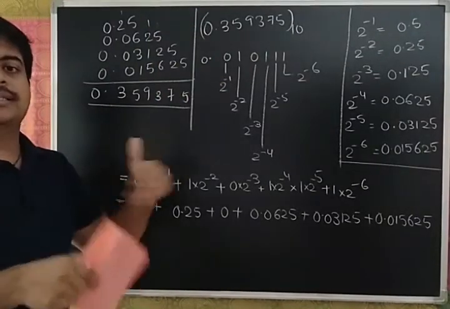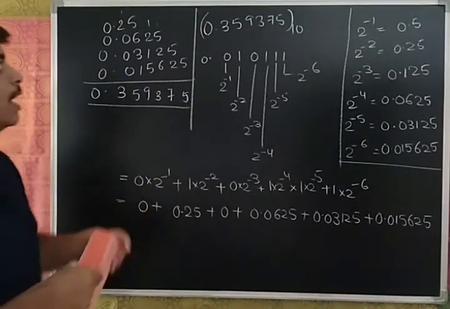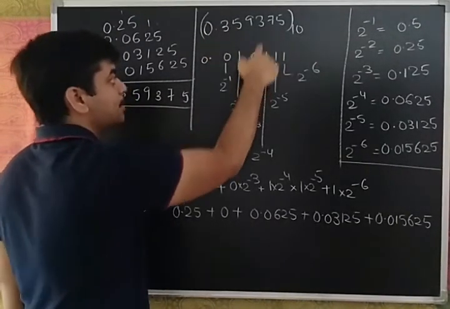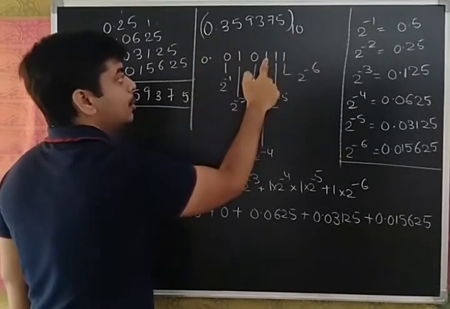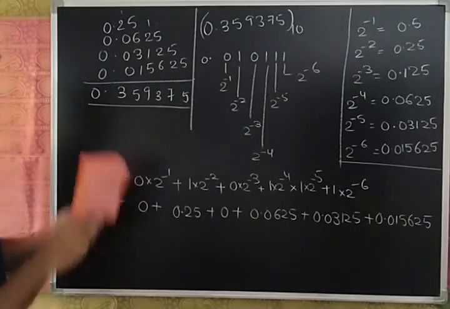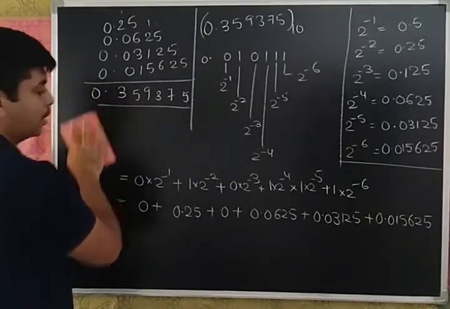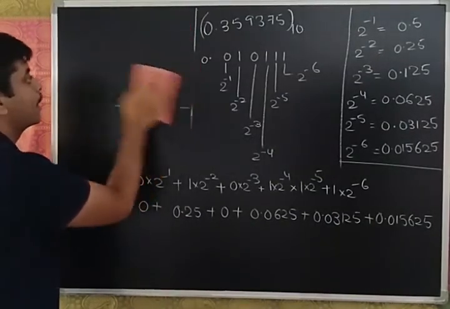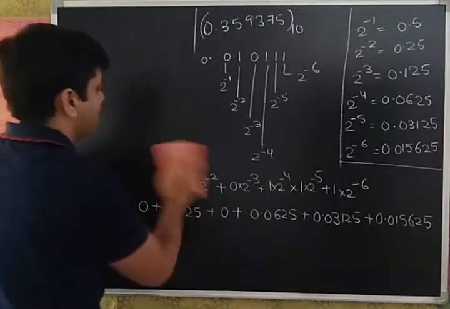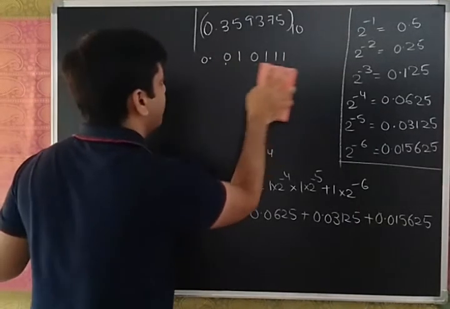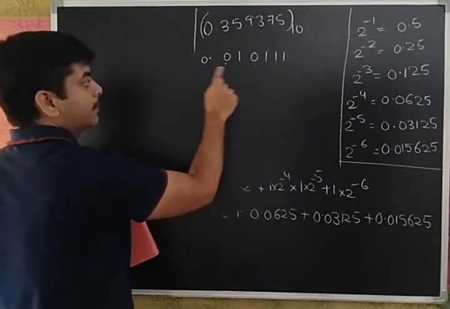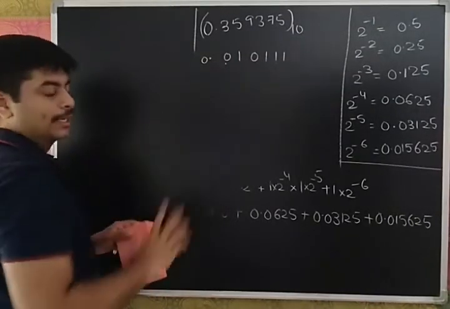Correct. Let us see in the reverse way how to convert this decimal number to its binary. Let us quickly see that. So I am erasing all this. And when we are converting the decimal to binary, your final answer should be this one. Let us see that.